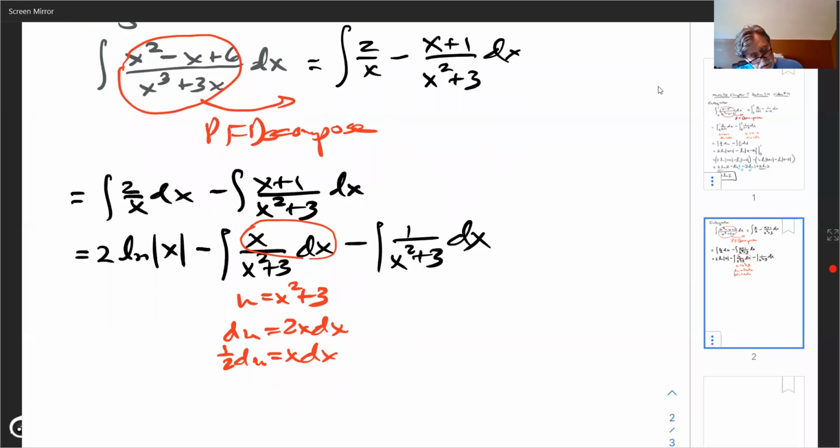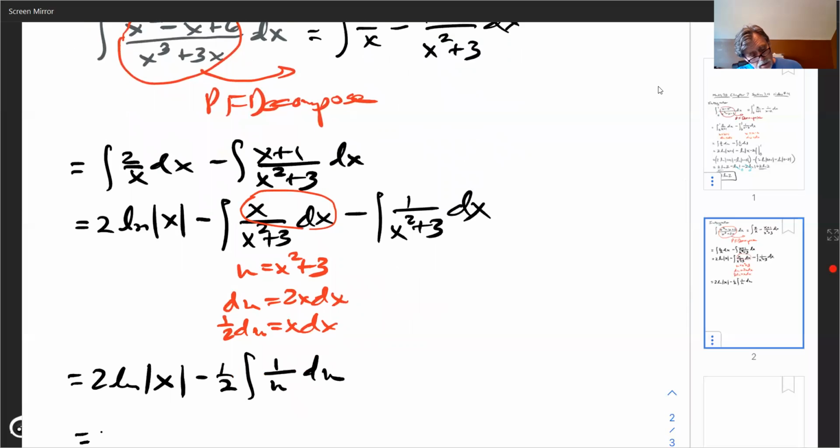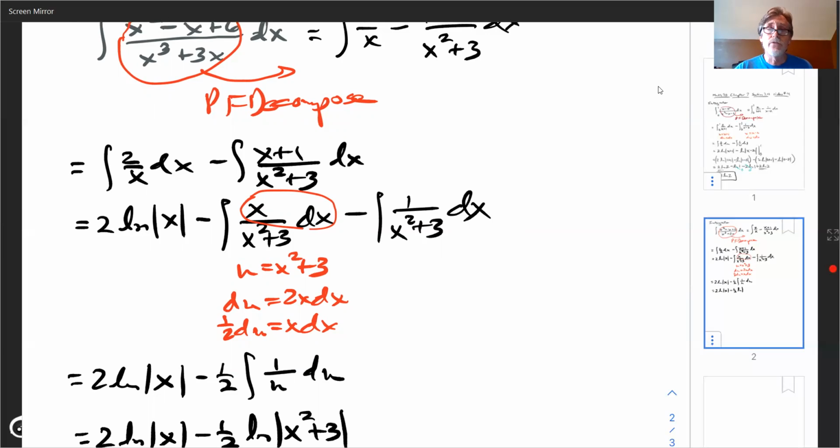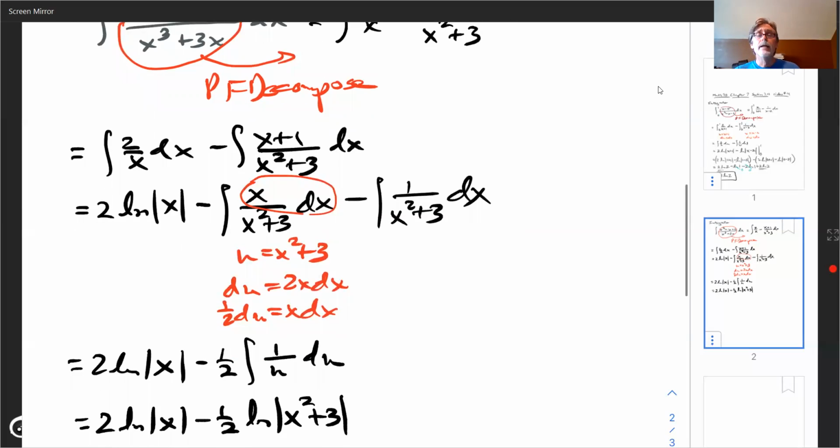We have therefore 2 ln absolute x, and then we have minus 1/2 integral, basically 1 over u du, and that's another natural log, isn't it? So we might as well finish them off. So we get 2 ln absolute x minus 1/2 ln absolute of u, but u is x squared plus 3. In fact, you don't need the absolutes for that. I don't care right now. I'm in a flurry trying to finish the problem off, okay?